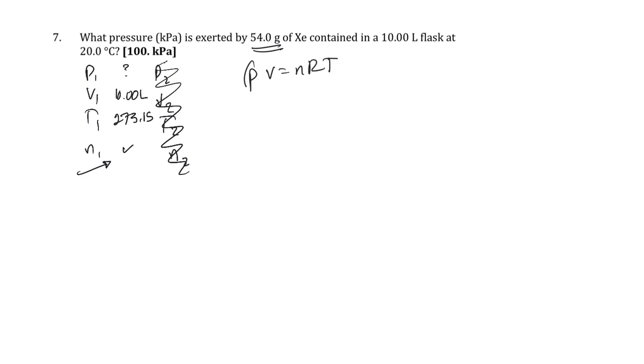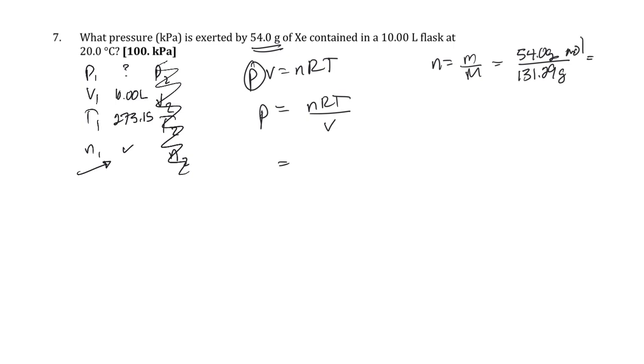And I'm looking for pressure. So pressure is nRT divided by V. The number of moles, I'll have to figure that out. Moles are mass over molar mass. Mass is 54.0 grams. The molar mass of xenon, it's right up here, 131.29 grams per mole. That comes out to 0.411, etc., moles.